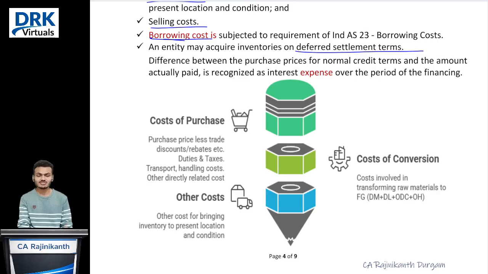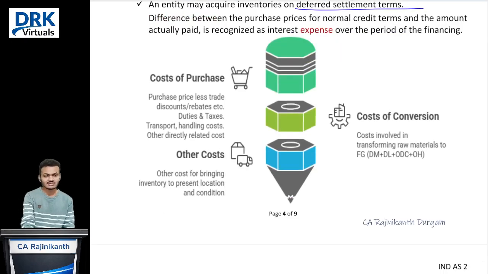So that interest cost we should not add to the cost of inventory. That interest cost should be recognized in profit and loss account as an expense. Clear? So with this, we determined the cost of inventory by adding cost of purchase, cost of conversion, and other costs. Right? Now we know the cost of inventory.